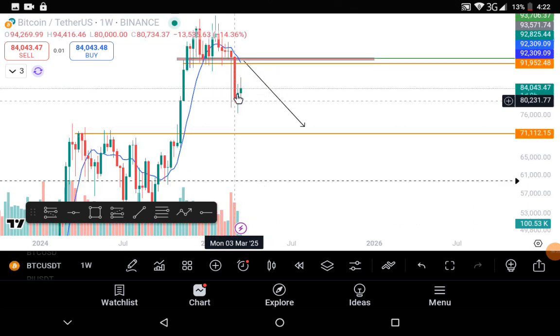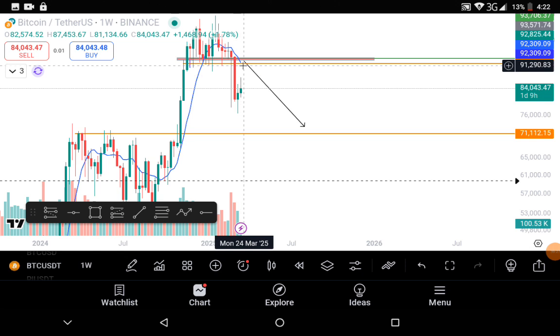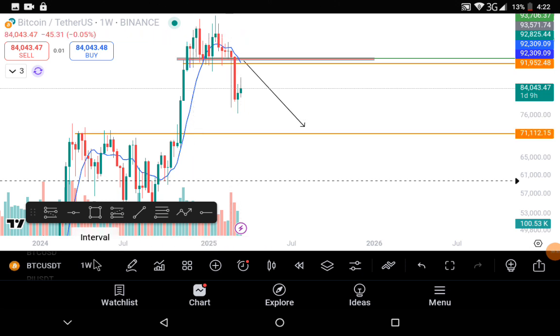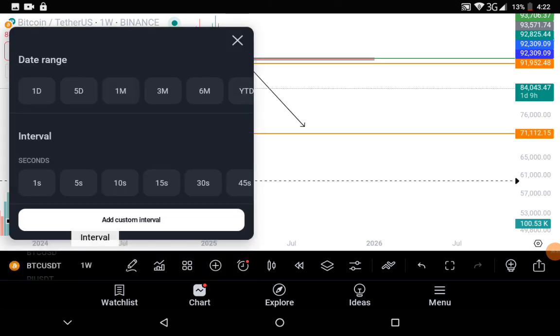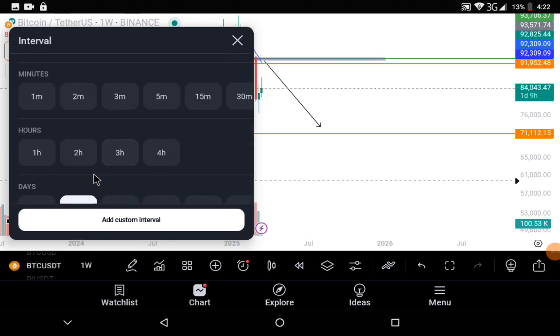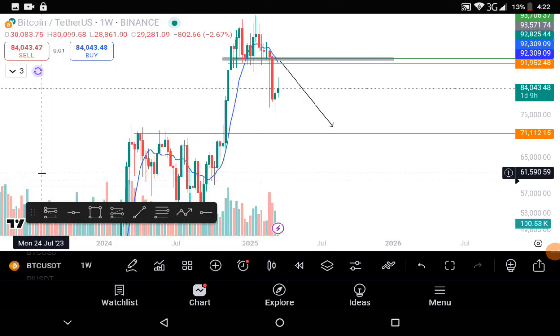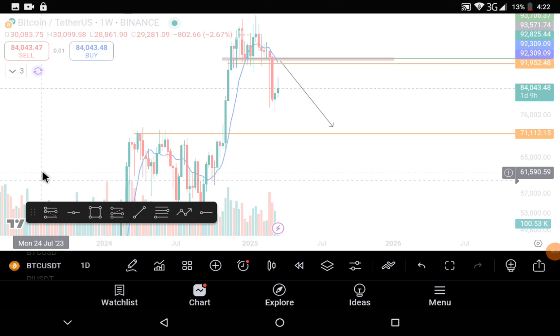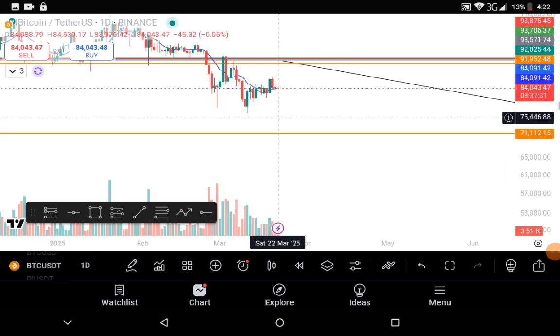Okay, if you scale down to the daily time frame, we can see something very, very significant right now. You can see that on the daily time frame, price actually broke another key support. Remember that whenever price breaks a support, it means that sellers are more in this market.